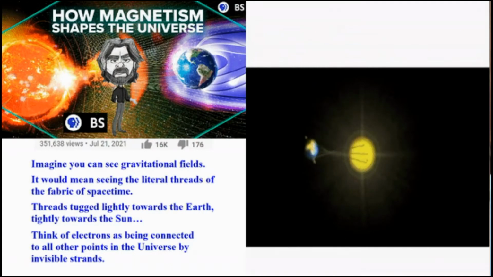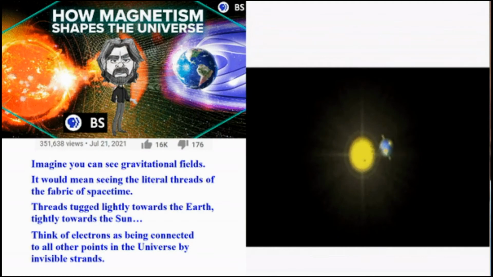What is a field? Many values or many points in space, meaning many values around in space around a certain object. And that's not a physical object. That's a concept, and we cannot see concepts. But he says, it would mean seeing the literal threads of the fabric of space-time. Now he's getting more into my world. He's saying that there are threads, some tangible thing out there, I guess, or at least something that has shape, right? He says, threads tug lightly towards the earth, tightly towards the sun.